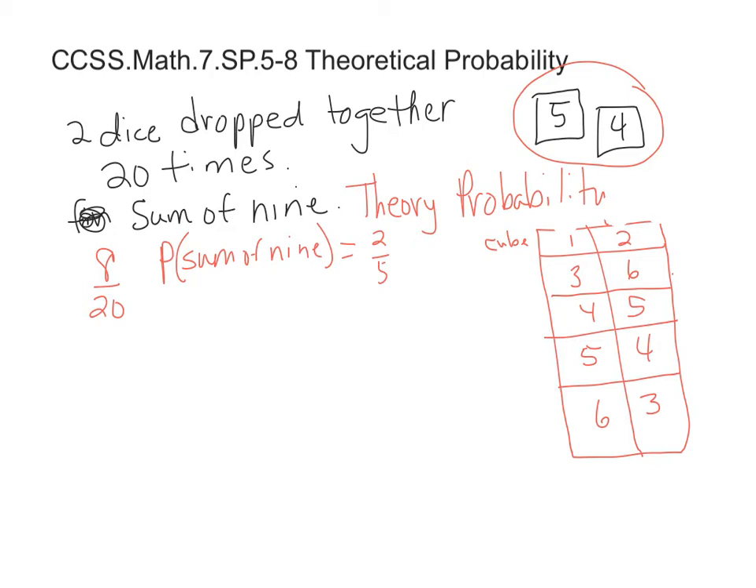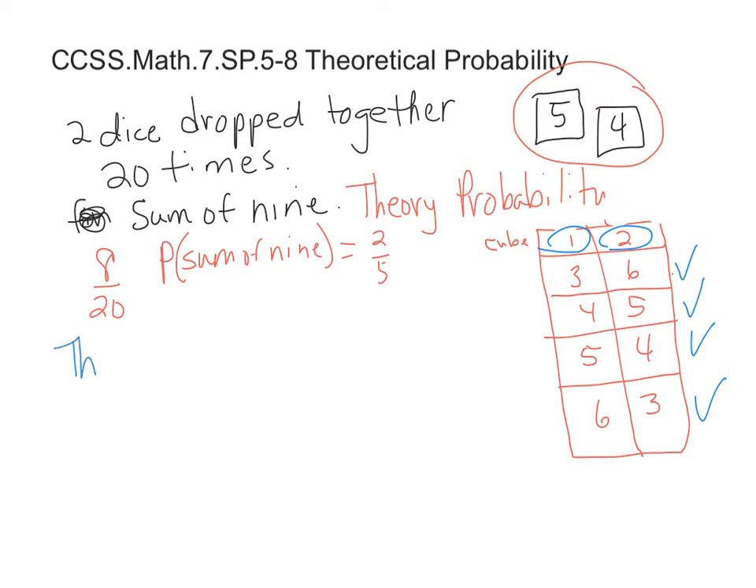Well, in theory, what should actually happen is, we're looking at this chart here, if we have cube 1 and cube 2, if we dropped them, there are 4 combinations that you can get a sum of 9. But altogether there are 36 possible outcomes. So you're going to add them all up, and there are 36 outcomes for the theory.